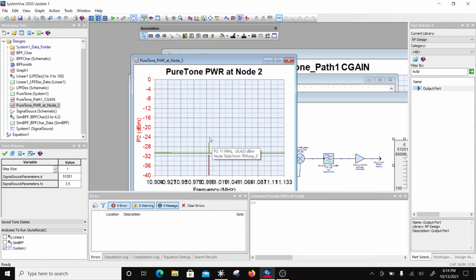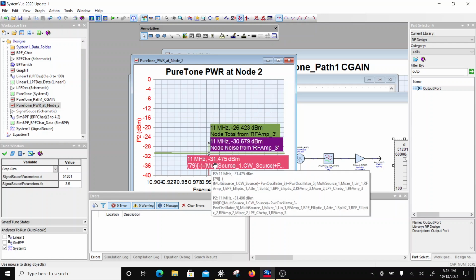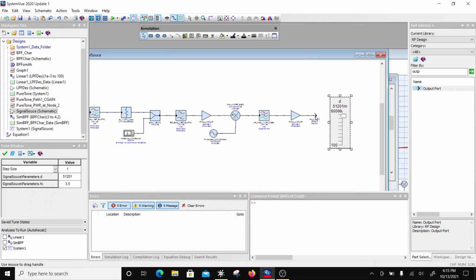Okay. So here I see minus 26 and the noise is minus 31. So hardly 4 dB here. So at 50 kilometers, I'm hitting a signal to noise ratio at the detector of 4 dB, which is well within the range of a detector signal to noise ratio.